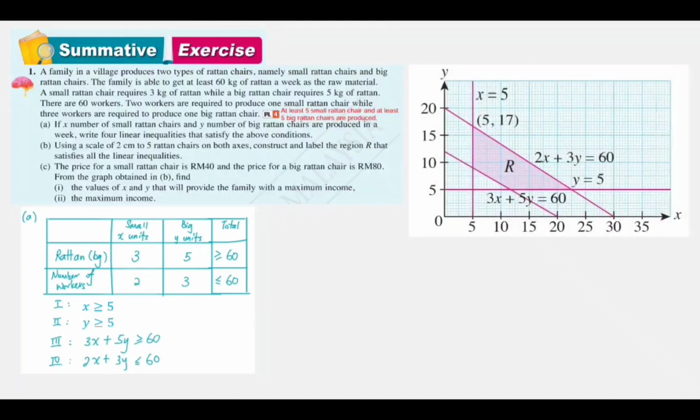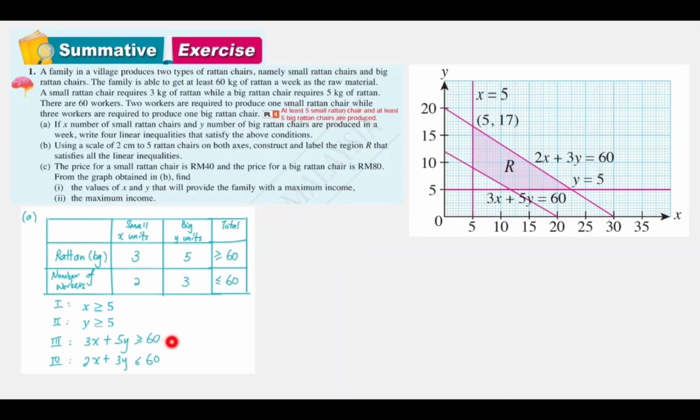So we can use the graph given. You will see X equals 5, and X must be greater than or equal to 5. We want the region on the right of the line. And Y equals 5, where Y is greater than or equal to 5, we want the region above the line.